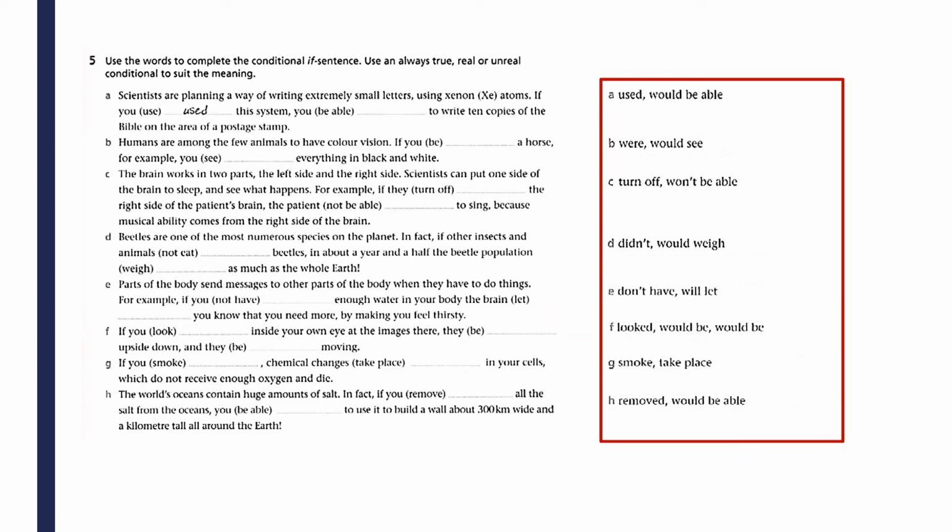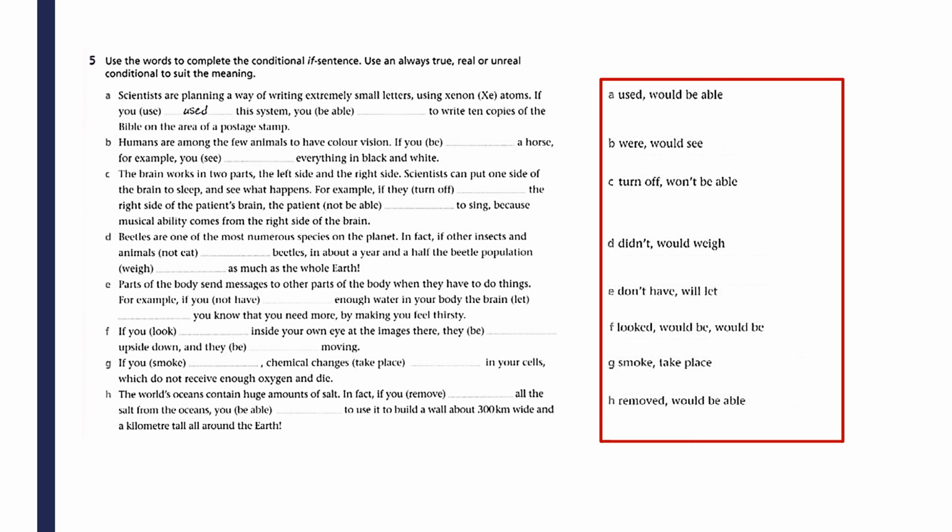This part is slightly more complicated because you have to choose between the different conditional sentences in order to fill in the blanks. Remember, type 0 describes things that are always true, type 1 describes things that are real, and type 2 describes things that are unreal or imaginary. Let's look at the answers.